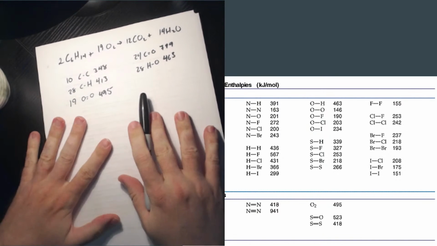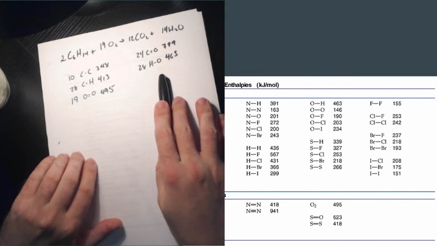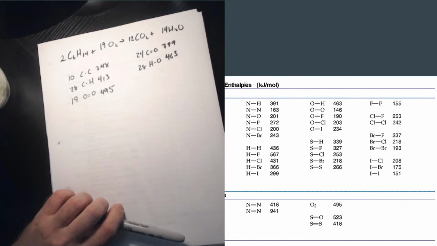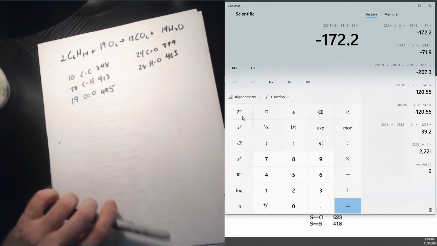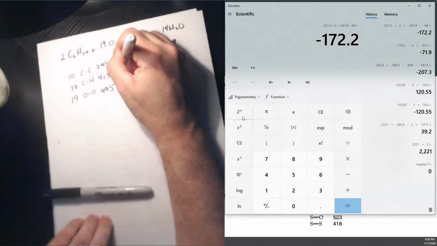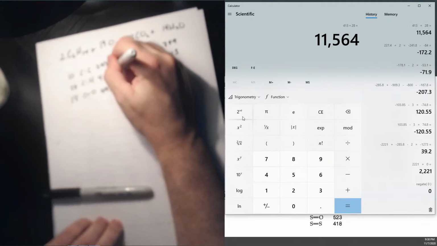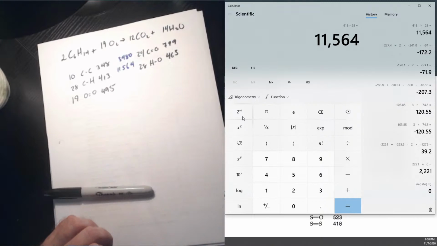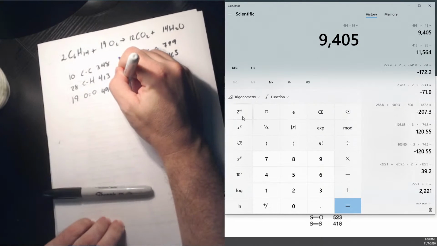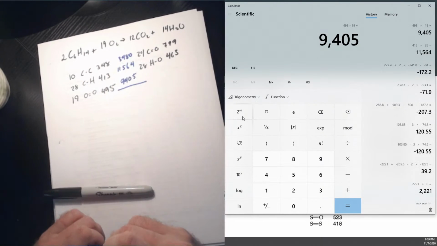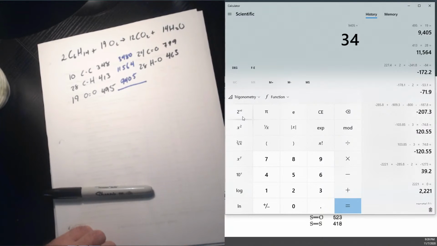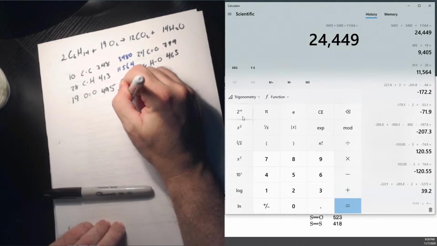All right, so bond enthalpy, reactants minus products. So, calculator. Well, this is relatively straightforward. That's 3480. 413 times 28 is 11,564. 495 times 19 is 9,405. We add those together: 3480 plus 11,564 plus 9,405.